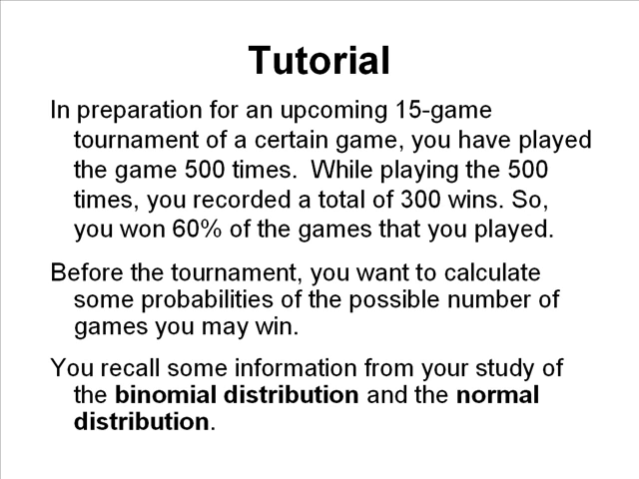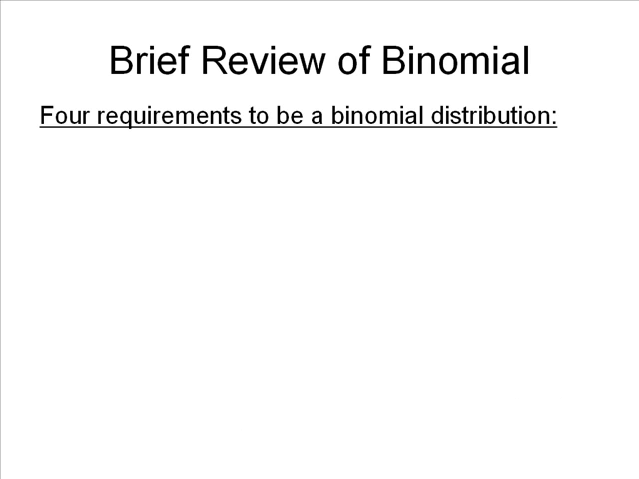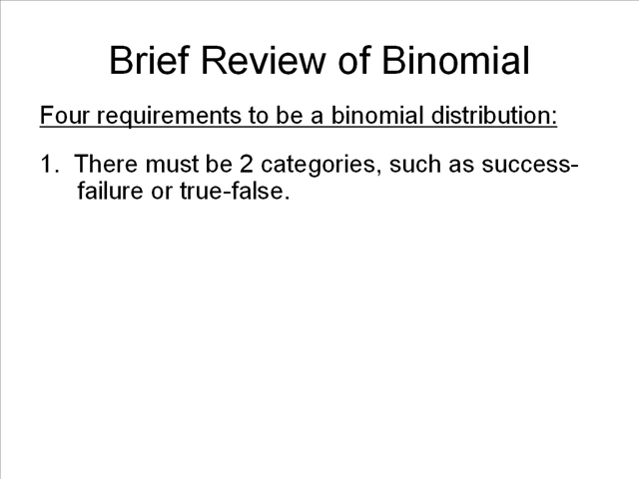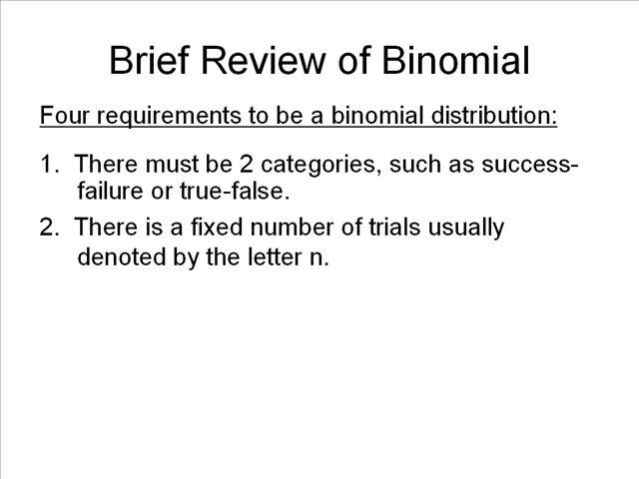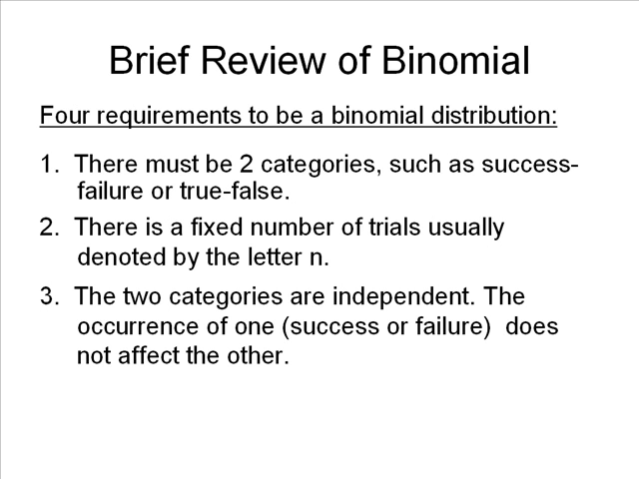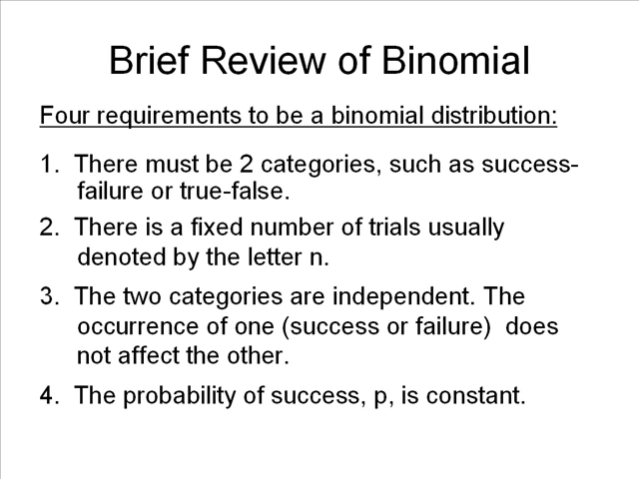Remember, there are 4 requirements necessary for a binomial distribution. Number 1, there must be 2 categories, such as success or failure, true or false, go, do not go. Number 2, there's a fixed number of trials, usually denoted by the letter n. And number 3, the 2 categories are independent. That is, the outcome from one does not affect the outcome from the other. And number 4, the probability of success, denoted by p, is constant throughout the problem.